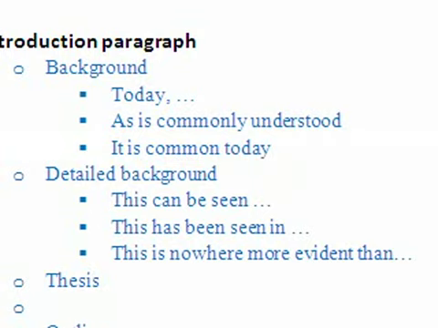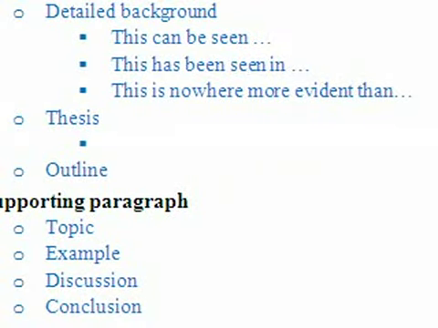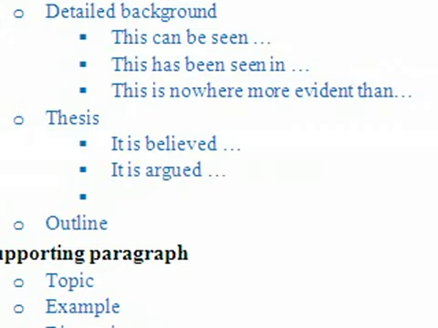So some ways to start your thesis would be such as, it is believed, or it is argued, or even it will be shown. And this is sort of referring to what's going to happen in the rest of the essay.